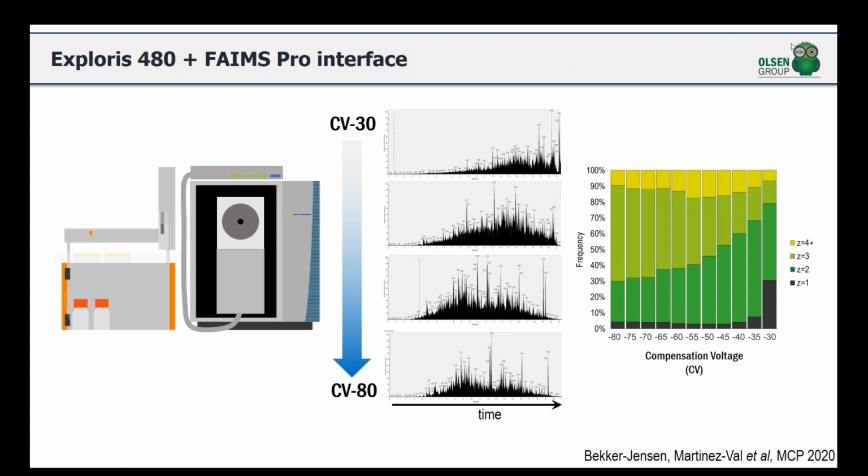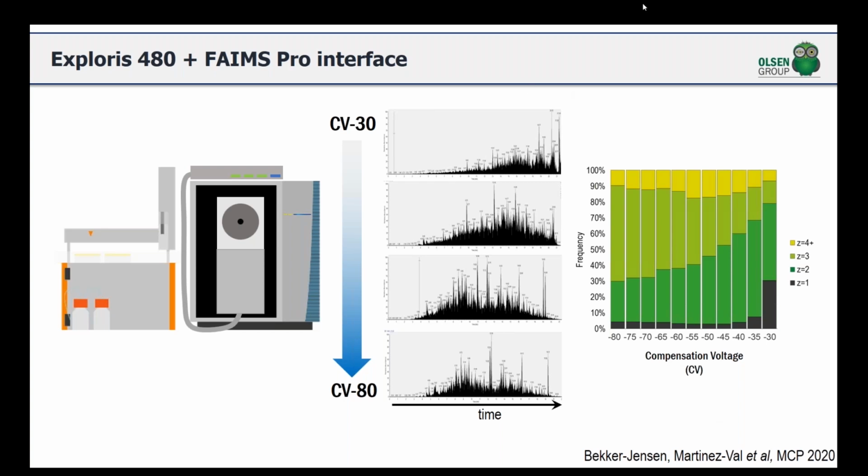And as you may be able to appreciate, depending on the compensation voltage, you have a quite significant change in the charge state distribution of the analyte, so you can very nicely discriminate, for example, singly charged background ions from multiply charged peptide ions using these different types of compensation voltages.